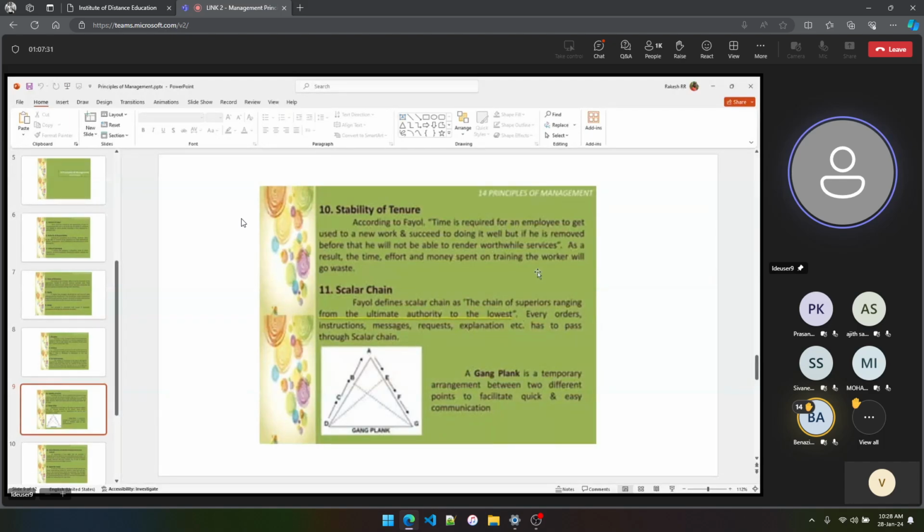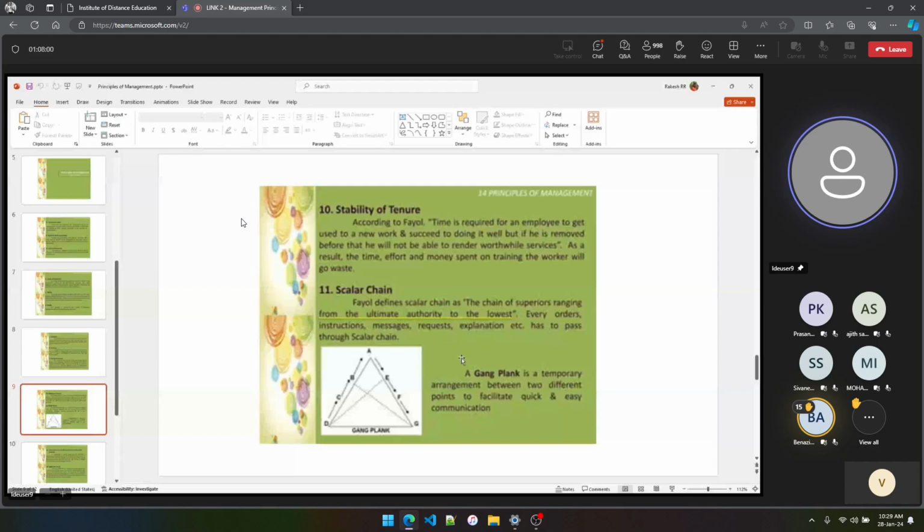Okay, a scalar chain. The scalar chain defines a chain of superiors ranging from the ultimate authority to the lowest. So it is nothing but the flow of authority that comes from top to bottom. Okay, the top management will be having the highest authority, and as it comes down, the authority reduces. So every order, instruction, message, request, explanation, etc. has to pass through the scalar chain.